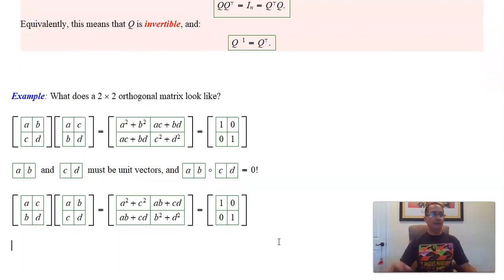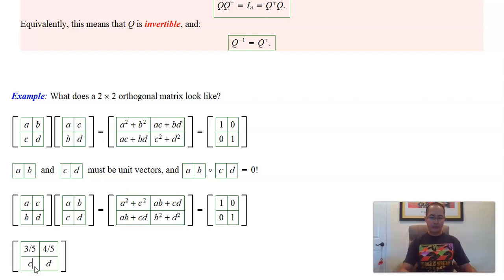So let's make an example. Let's make a unit vector on the first row. Let's make it nice. How about 3/5, 4/5? And the second row should also be a unit vector, except they have to be perpendicular. So it can't just be any unit vector. They have to be perpendicular to each other.